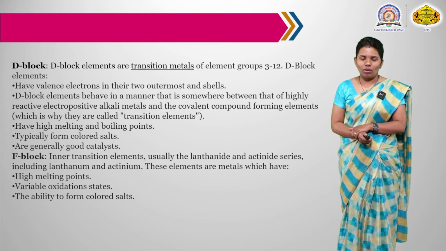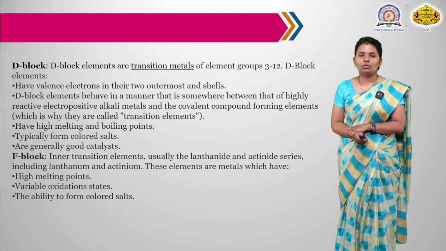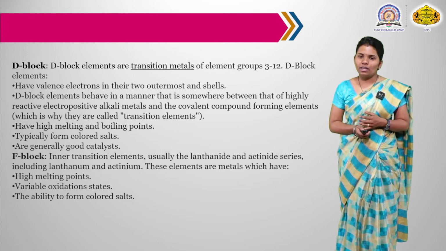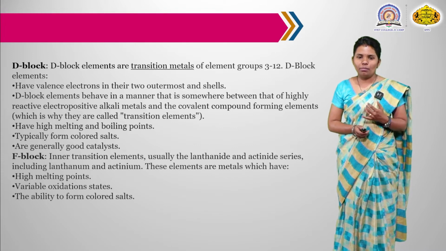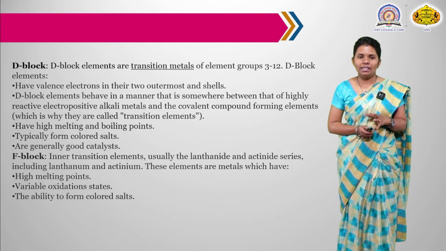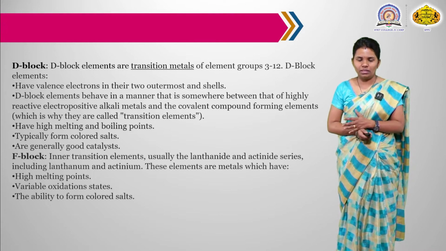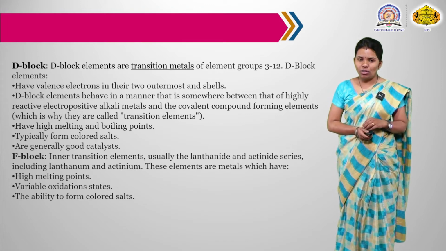The next is the D block. D block elements are the transition elements, from group 3 to 12. They have valence electrons in their last two outermost shells. D block elements behave in a manner somewhere between the highly reactive electropositive alkali metals and the covalent compound forming elements. They generally have high melting and boiling points and typically form colored salts.